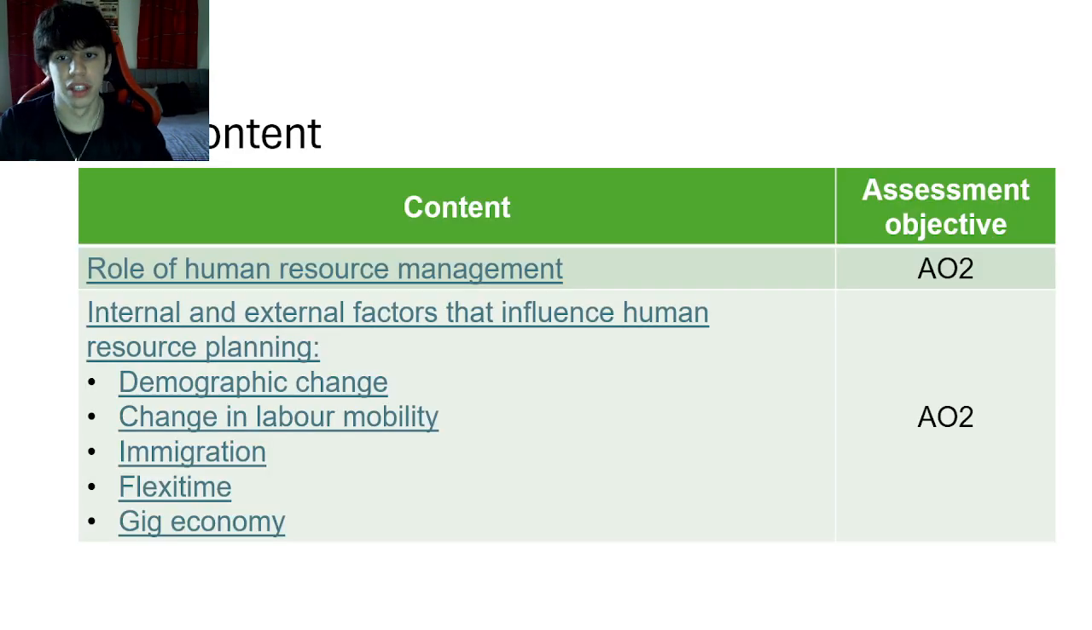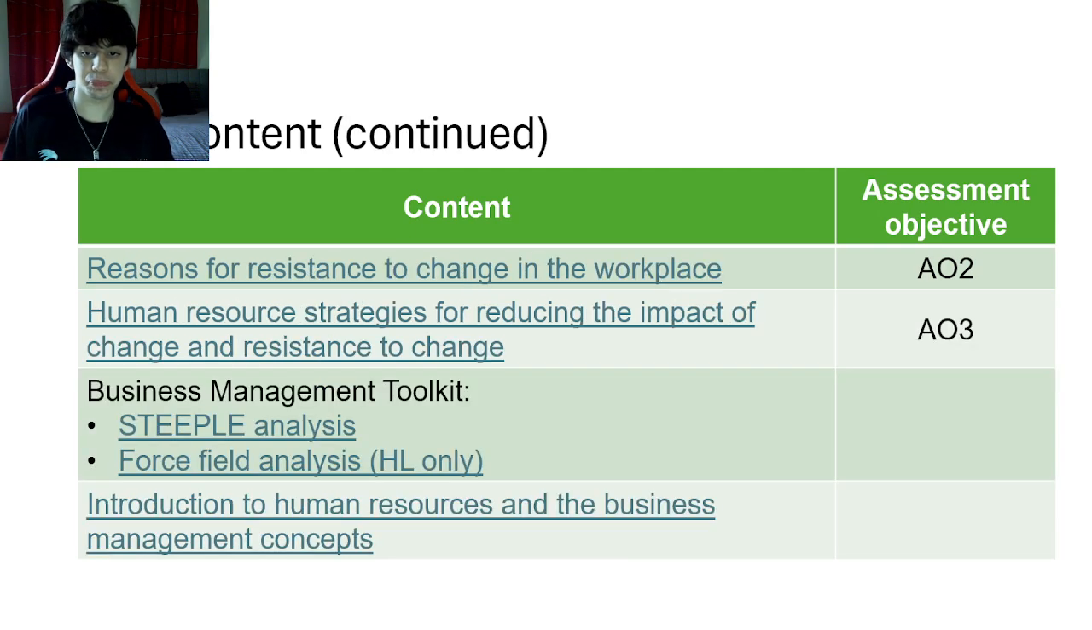So the unit content. Within Unit 2, you'll be learning about the role of human resource management, internal and external factors that influence human resource planning, such as demographic change, change in labor mobility, immigration, flexi-time, and the gig economy. Unit content continued would also be reasons for resistance to change in the workplace, human resource strategies for reducing the impact of change and resistance to change, and business management toolkit such as the SWOT analysis, force field analysis, which is HL only, and introduction to human resources and the business management concepts.